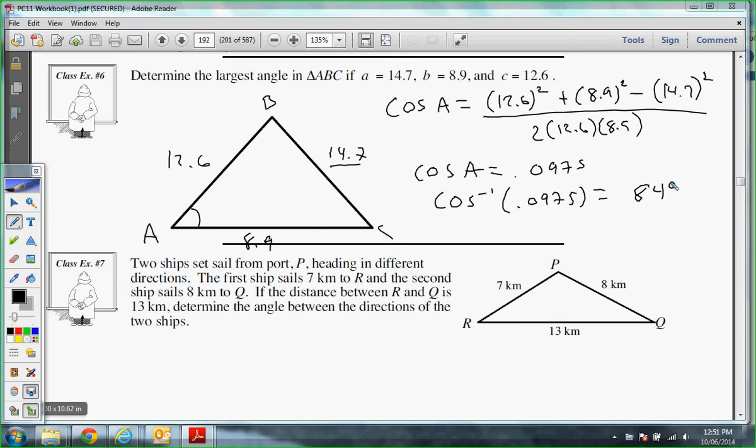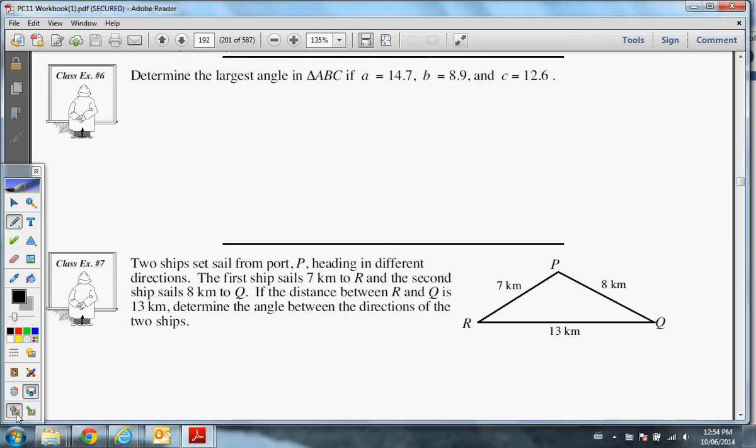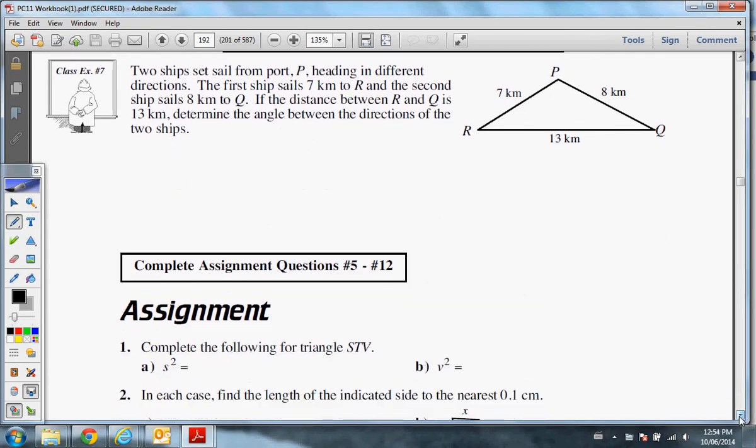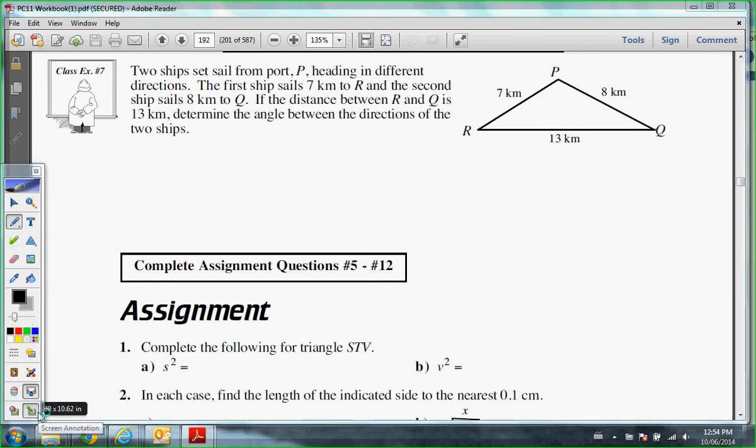See if I can challenge you on this one here. All right. So this one, 2 ships set sail from Port P, heading in different directions. The first ship sails 7 kilometers to R. It's got labeled for you already. The other goes 8 kilometers to Q, and they're 13 kilometers apart. Determine the angle between the directions of the 2 ships. So we want to figure out the angle between the directions, right there. Obviously, that's going to be the biggest angle because it's from the biggest side. Okay, so that's something to keep in mind.